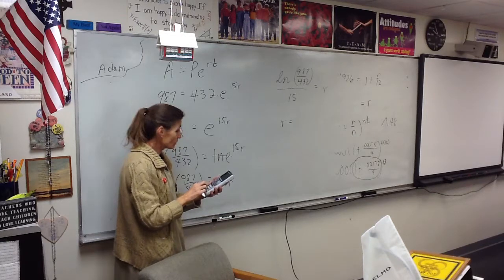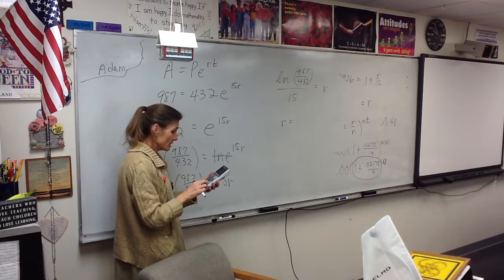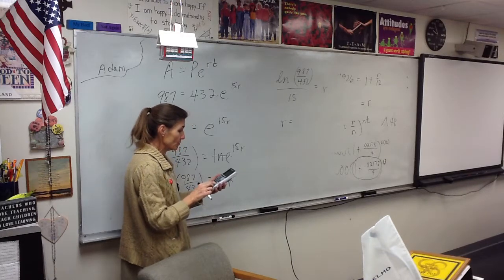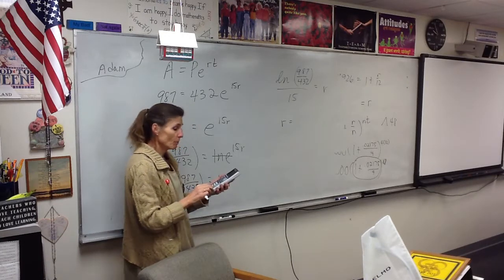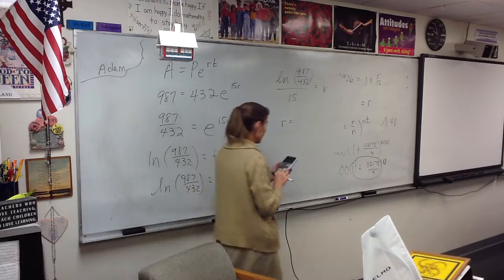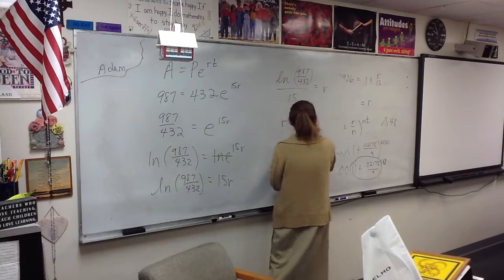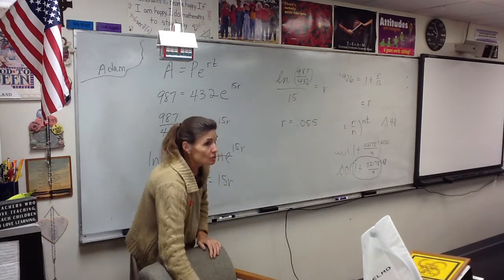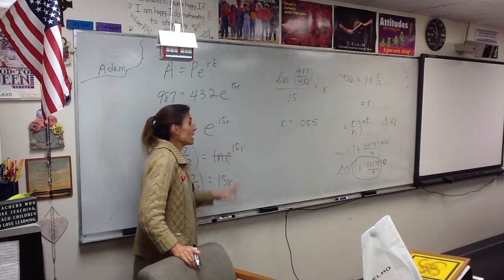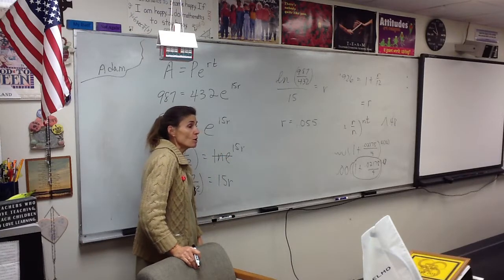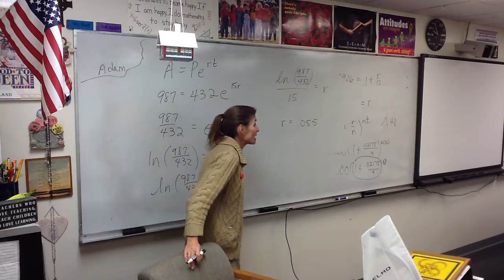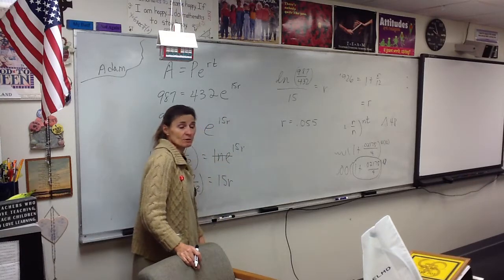You try again too. Let's take ln 987 divided by 432. Close your parentheses and then divide it by 0.055. That's what I got too. I forgot my ln. So you can either answer as 0.055, or you could say that is 5.5%. You can answer either way you want.